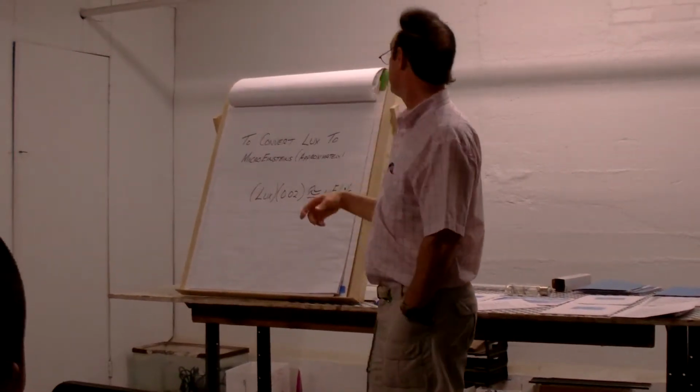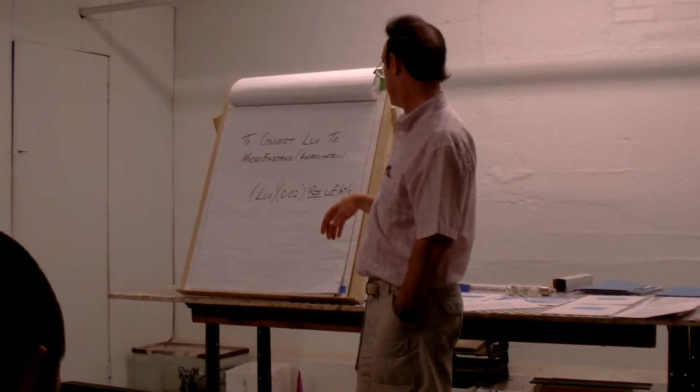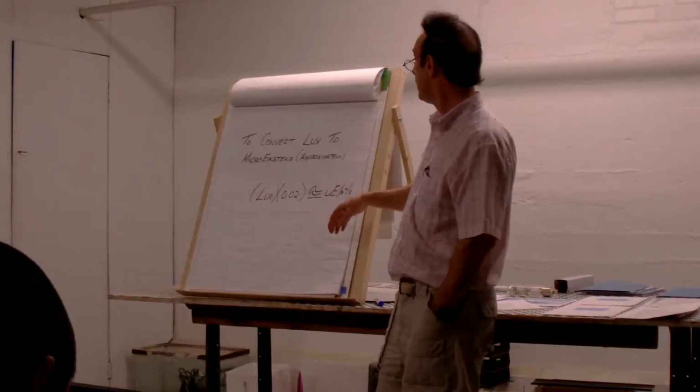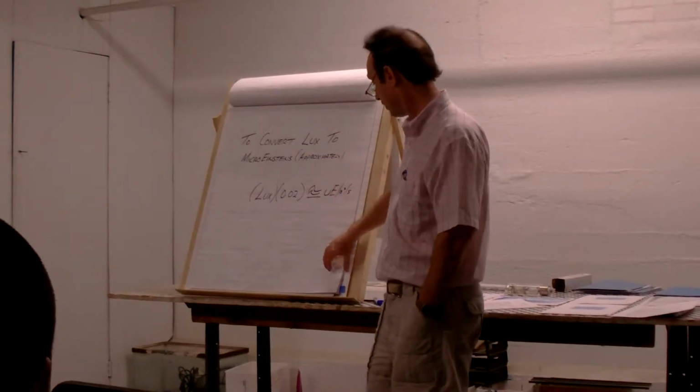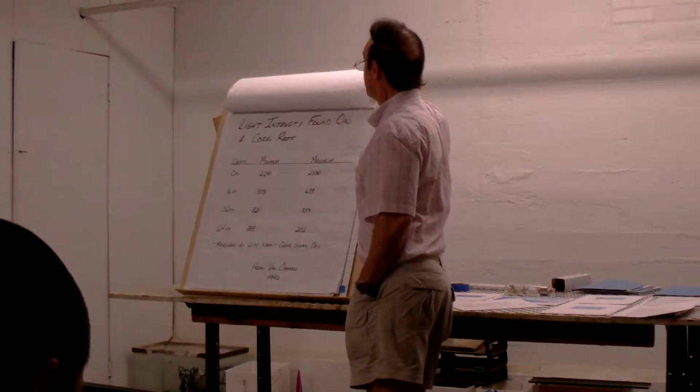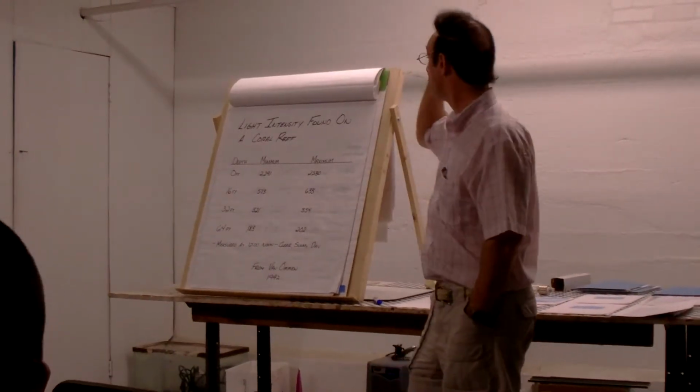If you're converting from lux to micro Einsteins, this is a simple little formula. It gives you a rough approximation of lux to micro Einsteins per PAR. Okay, to be a little more helpful.